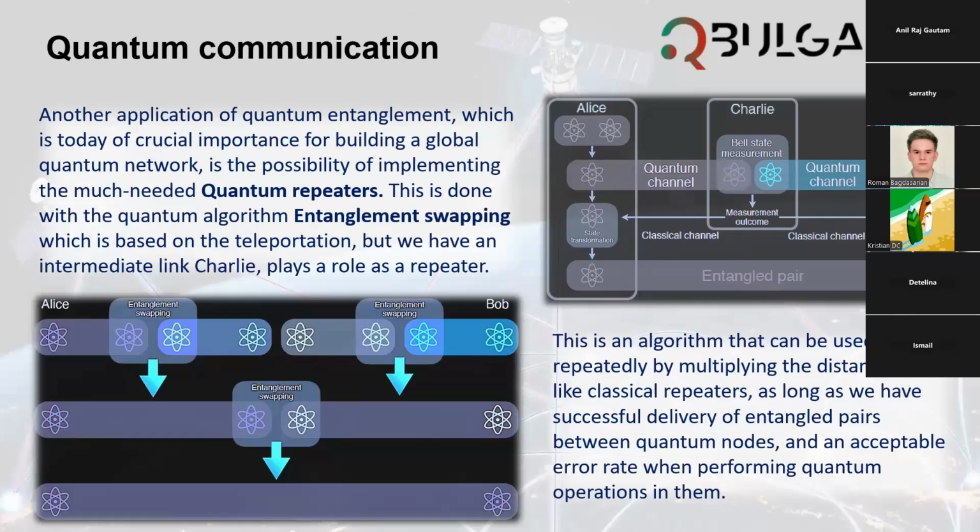And this algorithm actually can be used repeatedly by multiplying the distances, just like the classical repeaters, as long as we have successful delivery of entangled pairs between quantum nodes and an acceptable error rate when performing quantum operations in them. Because there is a price. Each repetition of the algorithm actually includes other errors, and at some point we cannot restore the quantum information anymore.